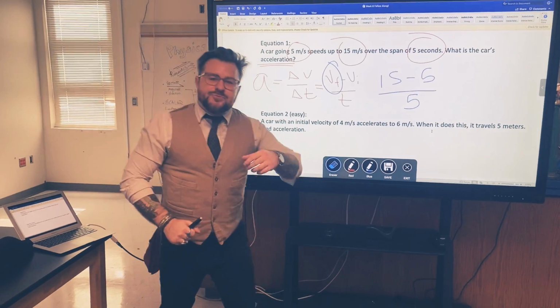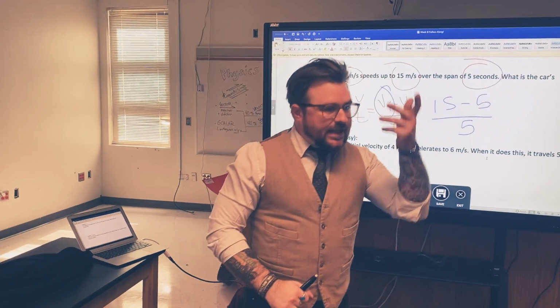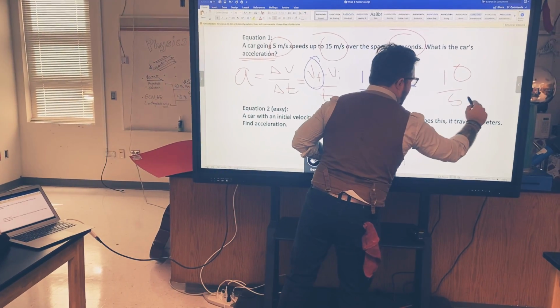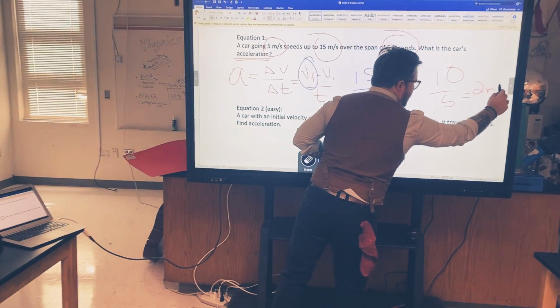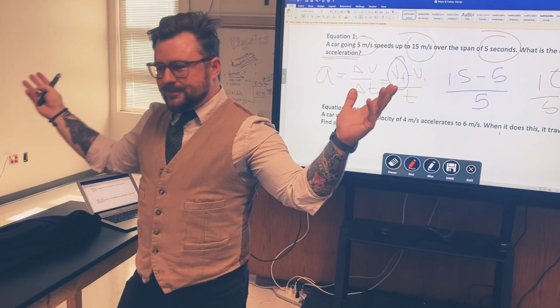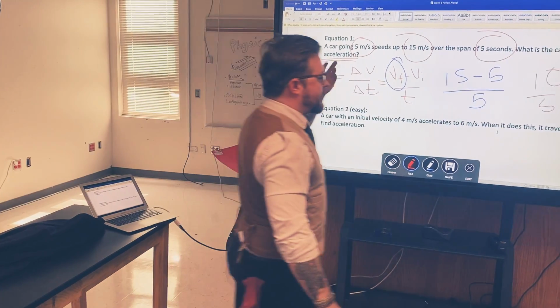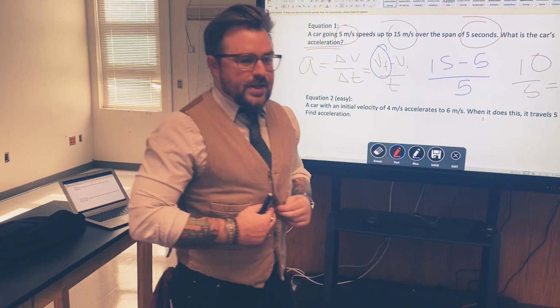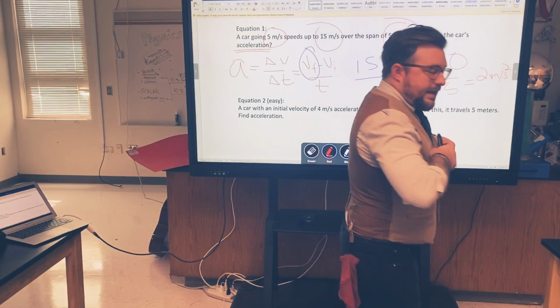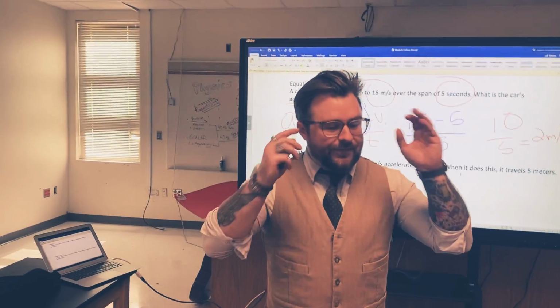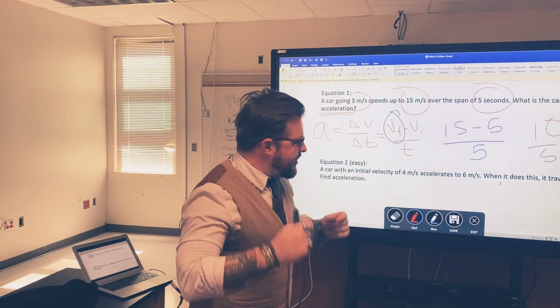15 minus 5 divided by 5. 15 minus 5 is what? 10 divided by 5 is what? 2. My units, meters per second squared. It's that dang easy, y'all. See what I'm talking about? The ratio of how much velocity changes divided by how much time changes. Every single question is going to be this easy if you just follow the same procedure.